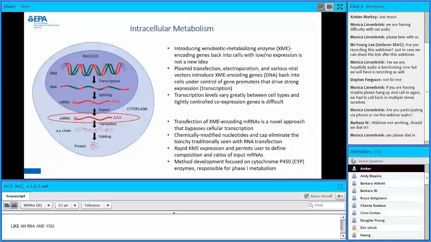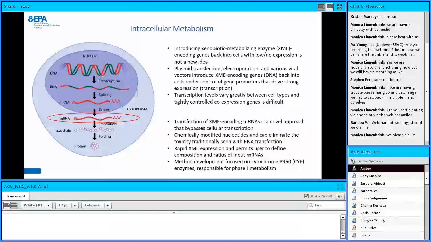But because they look just different enough that they trick the cell into not thinking it's being invaded by a virus, so you don't get the interferon response or the cytotoxicity historically associated with RNA transfections. And the other nice thing about using RNA transfections is it allows the user to define the composition and ratio of input RNA. So if you want to mix and match RNAs, you can do that pretty easily just by mixing the RNAs you put into the pool.